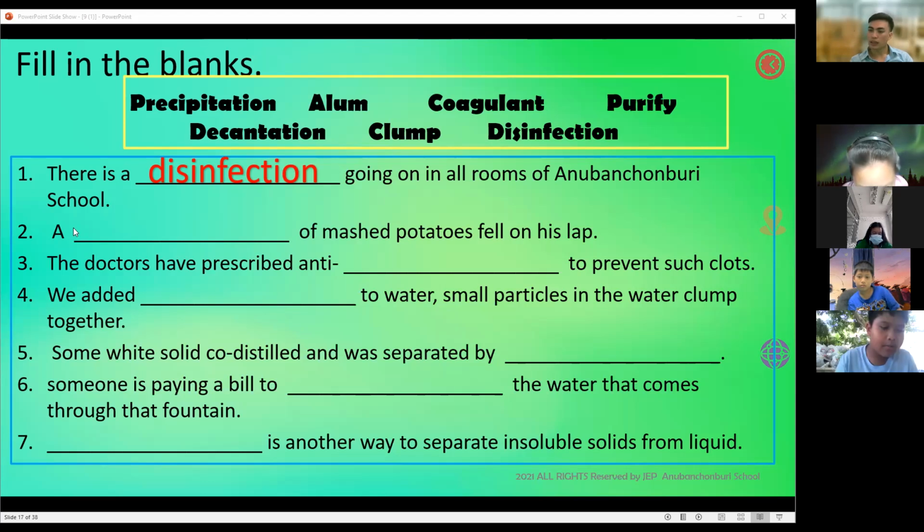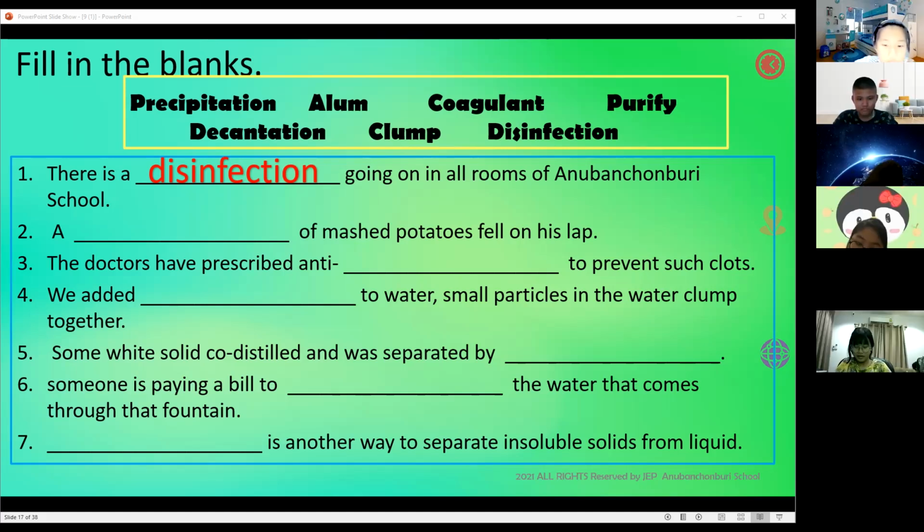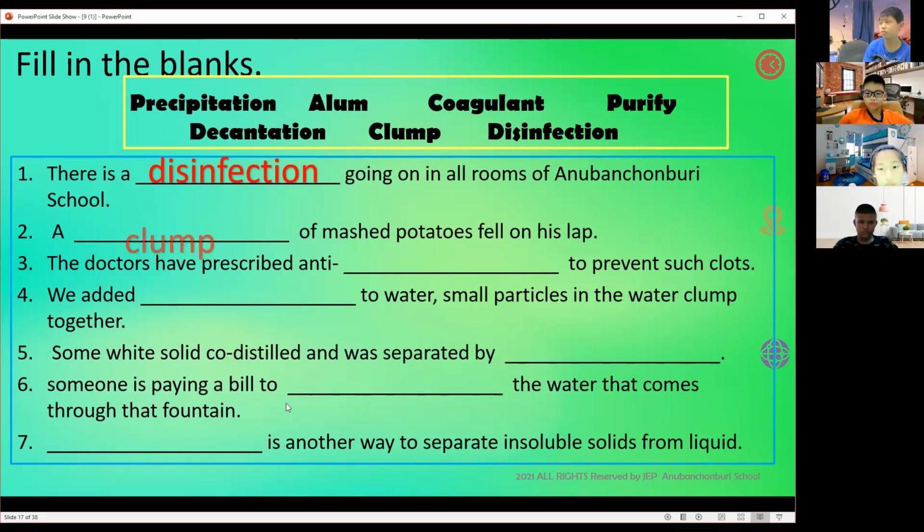Okay. Clump. What is your number? 13. Number 13, what is your answer? Clump. Okay, so the answer is correct. Can you read the complete sentence, please? Can you read, number 13? A clump of mashed potatoes fell on his lap. All right. A clump of mashed potatoes fell on his lap. So number 13 here got 2 points.